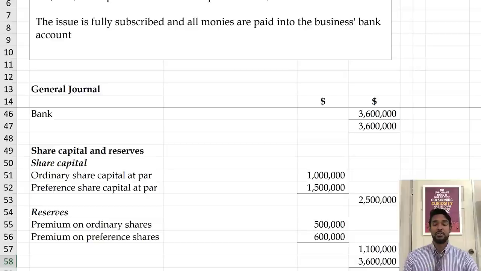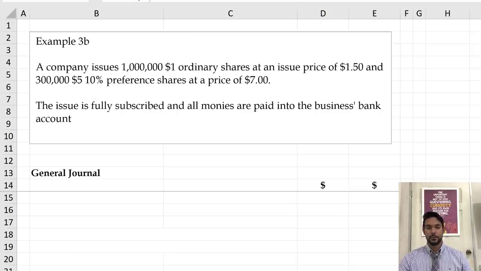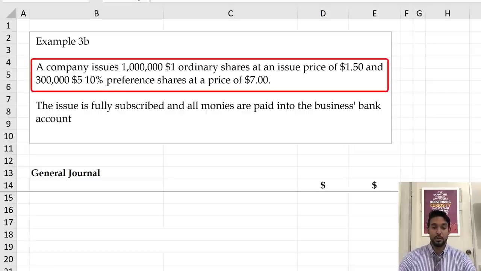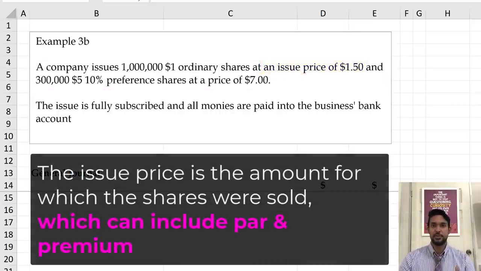Right, now what we're gonna do is take a look at an alternative wording for the premium, how else they could tell you about this premium. And you need to know about it because it can come up and you have to be able to distinguish or to extract the information effectively. Okay, so example 3B, let's take a read. A company issues $1,000,000 ordinary shares at an issue price of $1.50. Now the issue price is the price at which the shares were issued or for how much they were sold.